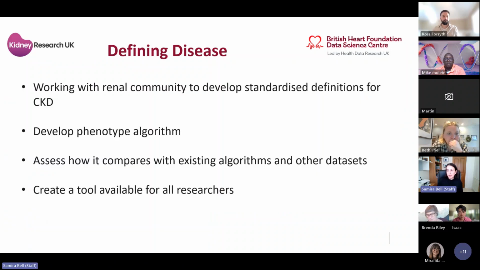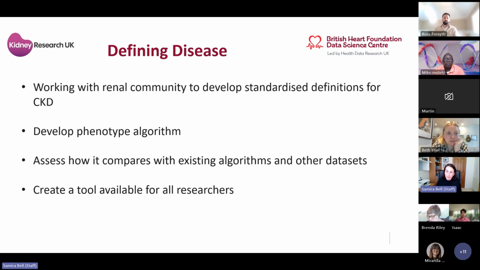Another aspect of what we're doing is working with the renal community to develop a definition for chronic kidney disease. So when you use routinely collected data, there are many different ways to define chronic kidney disease, and it's very variable, and people do it in multiple different ways. And as you can imagine, this then impacts on the quality of the research that's available.